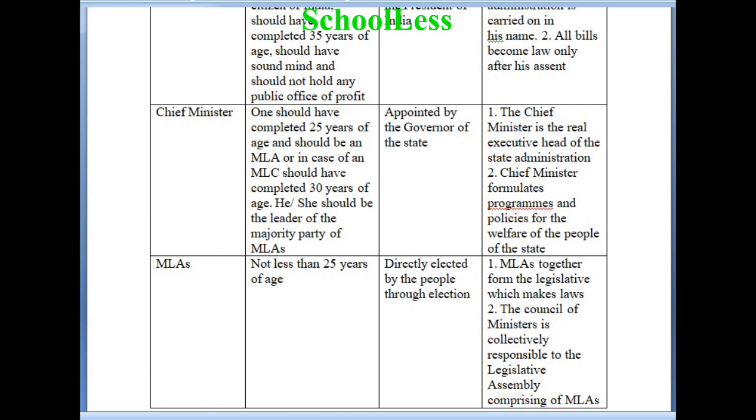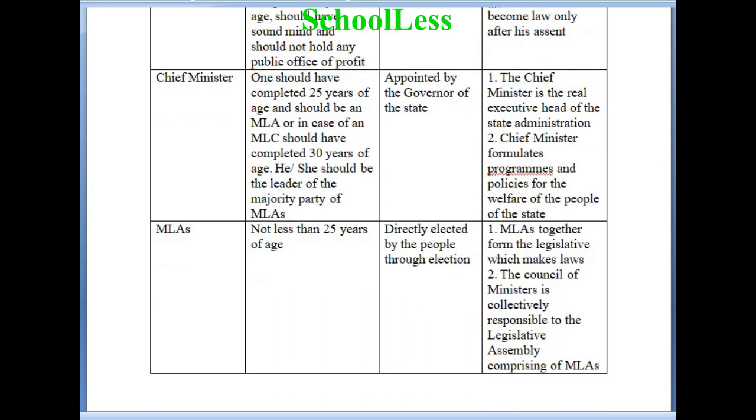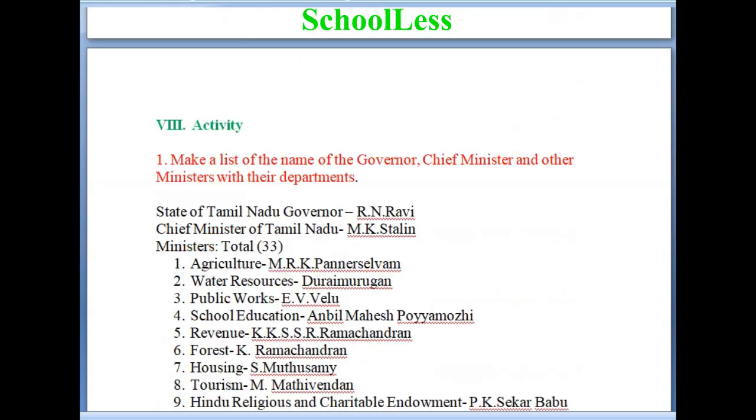About MLAs, an MLA should not be less than 25 years of age, and is directly elected by the people through a process of election. MLAs together form the legislature which makes laws. The Council of Ministers is collectively responsible to the Legislative Assembly comprising of MLAs.